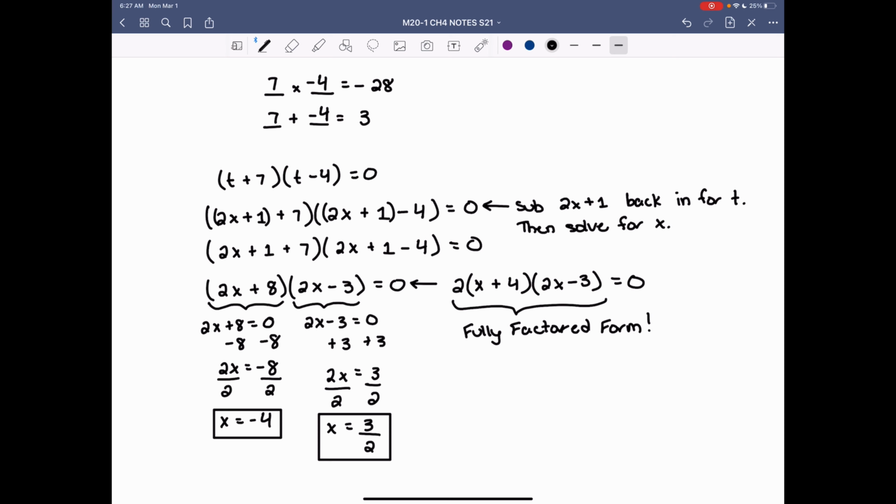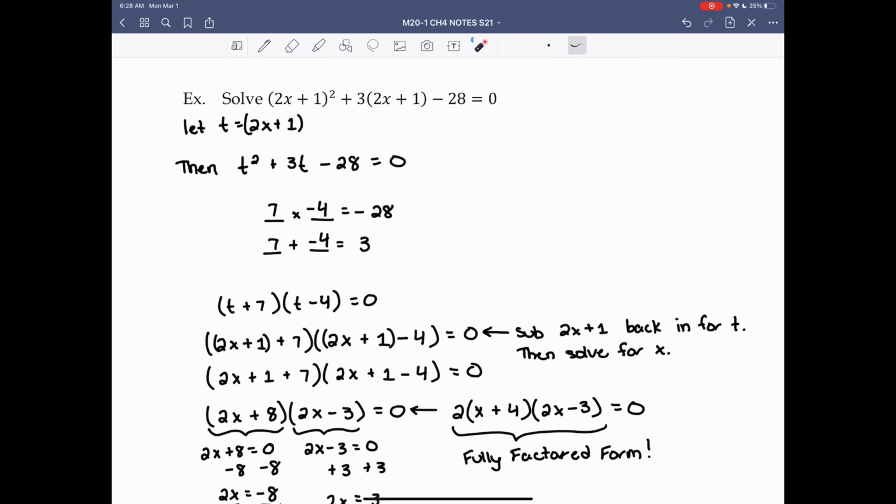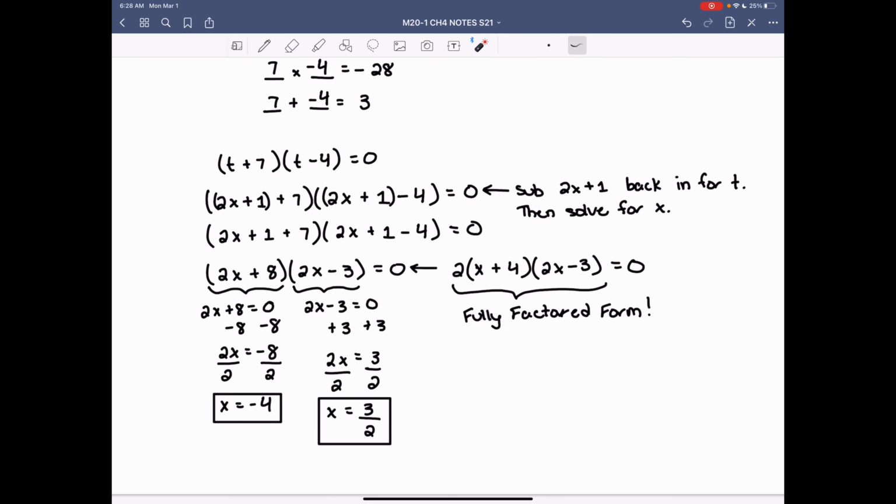So keep that in mind. I believe there are some questions on your quiz where it's just asking you to fully factor. So keep that in mind for these questions where you have to substitute in a variable for a binomial that you could end up, once you've factored down to 2 binomials, you could end up with a common factor in one of those that you need to factor out in order to fully factor it.